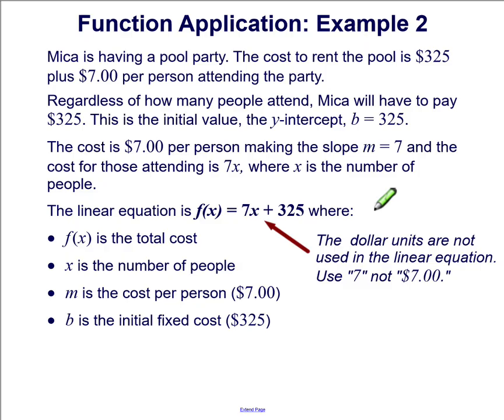Let's talk about each individual variable and number. I wrote the general linear function right above this, so this will help us match. When we look at it, f(x) represents the total cost. The variable x represents the number of people. m, which in this case is 7, is the cost per person. And b, $325, is the initial fixed amount.